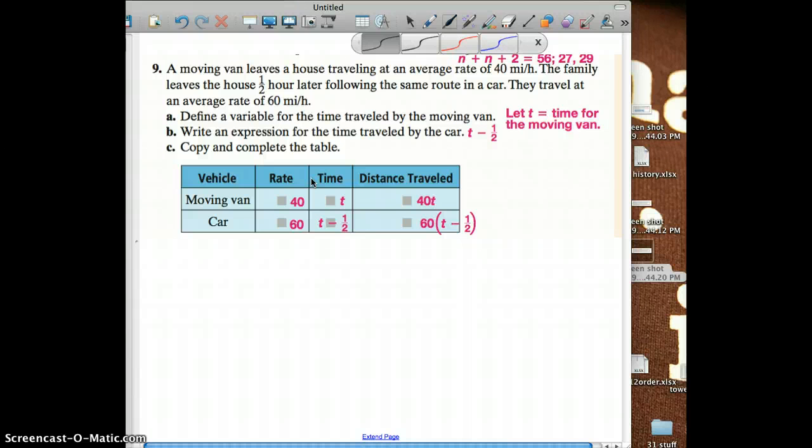Here the problem is stepped out for you. Use the important clues from the questions of A, B, and C to help you plan out this problem. It says define a variable for the time traveled by the moving van. Well, if we let the time traveled by the moving van be t, again, it's really important that you write this down and label it. What is the t here?